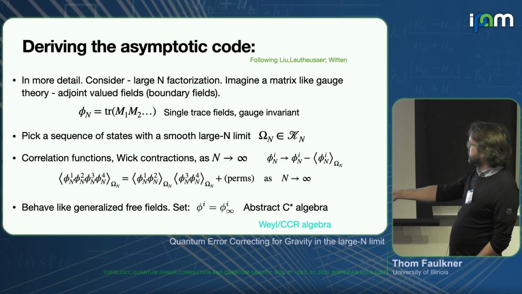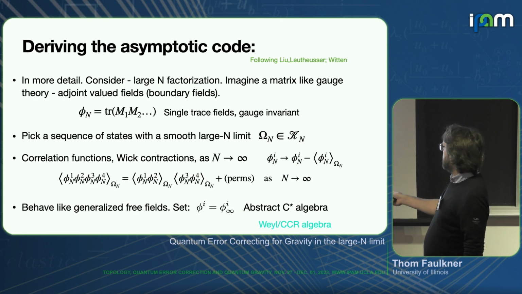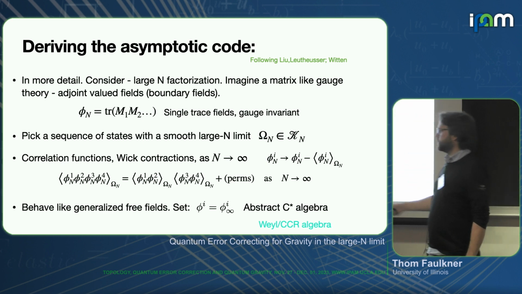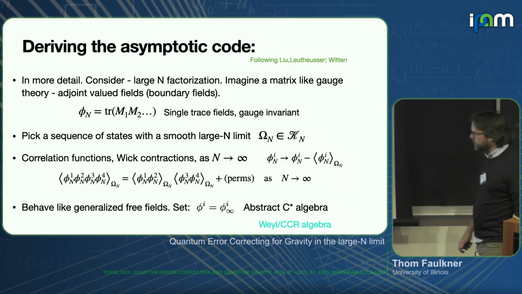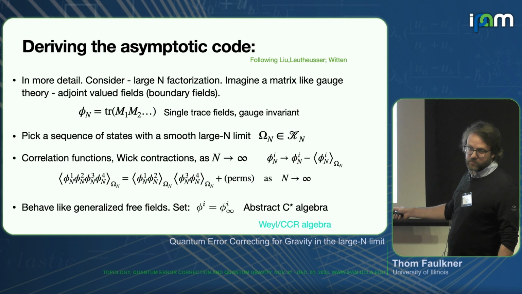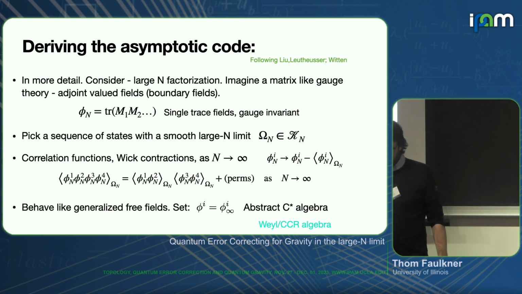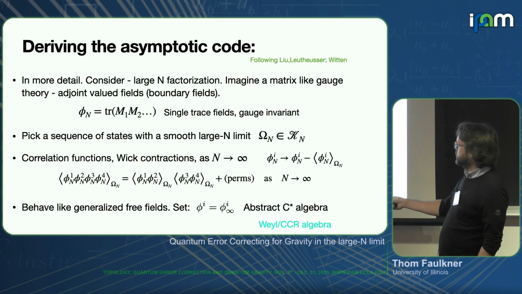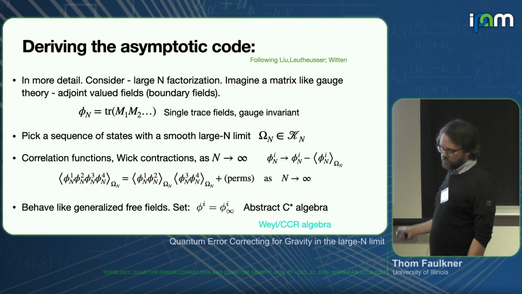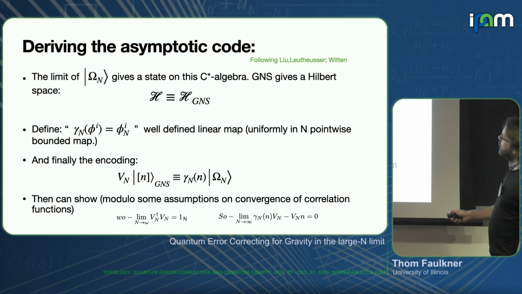So, a 4-point function can be written as a product of 2-point functions, up to sort of subtracting 1-point functions. So this behaves as what's known as a generalized free field. If I think of this abstractly, phi I as the sort of n goes to infinity limit of these fields, then I get some kind of abstract C-star algebra, which is associated to these Wick contractions. So in particular, it's some kind of Weyl or CCR algebra. But it's a very concrete thing you can write down.